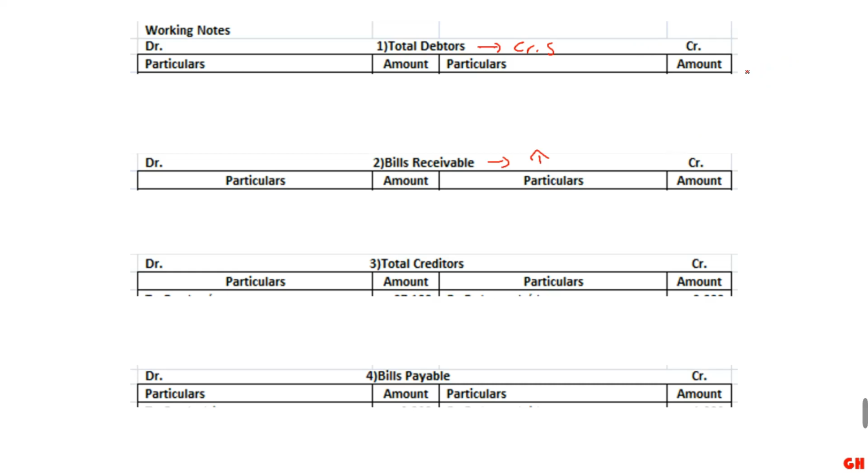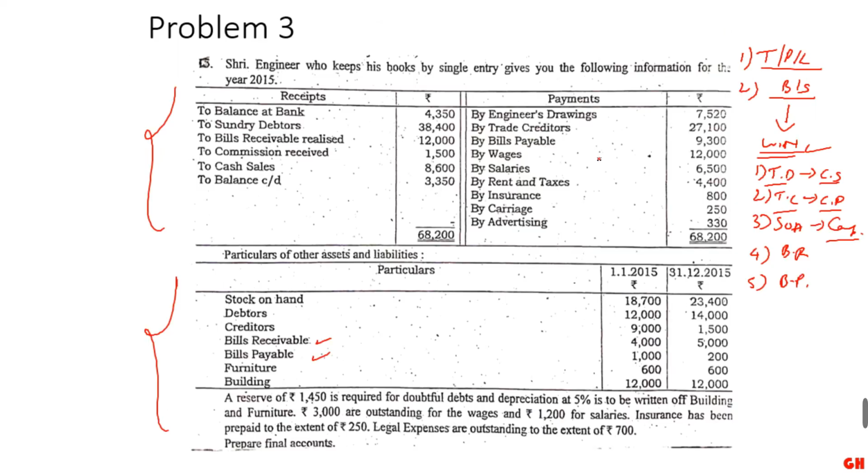So the first one is related to debtors, that whenever a debtor is giving bills receivable, the entry will be bills receivable account debit to debtors. Okay, so this entry is not given. Now we need to prepare bills receivable also to get that missing figure. So first we will transfer whatever information is given which is affecting debtors and bills receivable also.